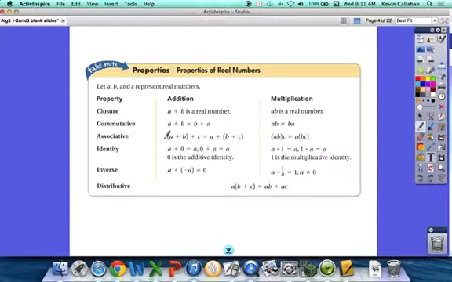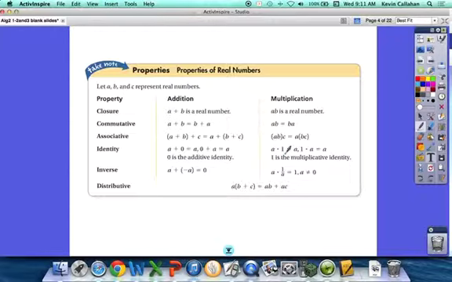Associative property means grouping. It doesn't matter which things you group together. A plus B in parentheses plus C is the same thing as A plus parentheses B plus C, right? That would not change the final answer. That's a property I know you've had before. Identity. For addition, what's the one number you can add that doesn't change the value? 0. That's the additive identity.